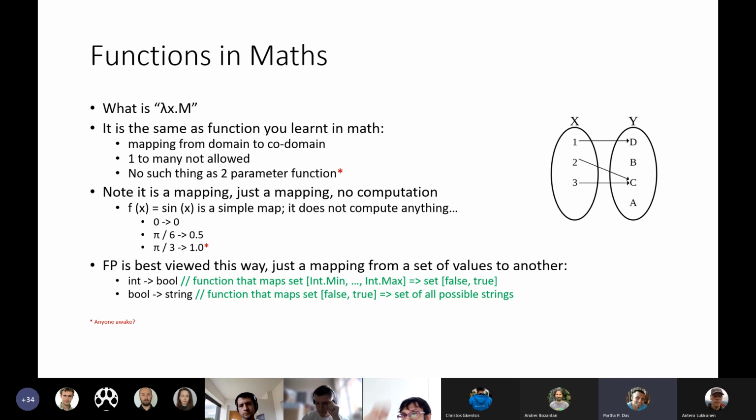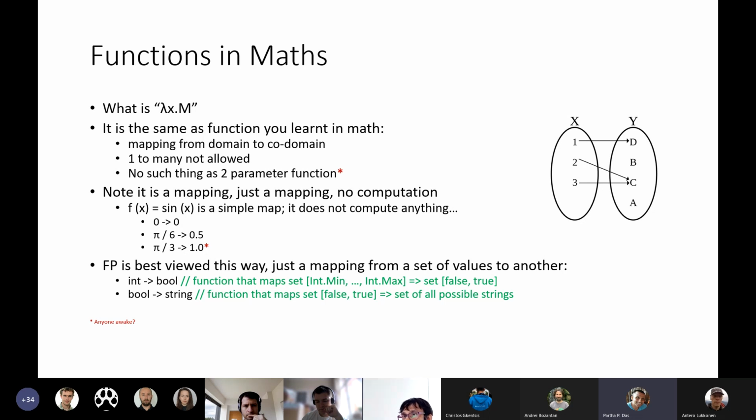So you have the graph of f. In the graph you draw a line up from the x-axis, see where it meets the curve, then map across to the y-axis, and you see what the value is. So examples for sin x: 0 maps to 0, pi by 6 maps to 0.5, pi by 3 maps to 1.0.